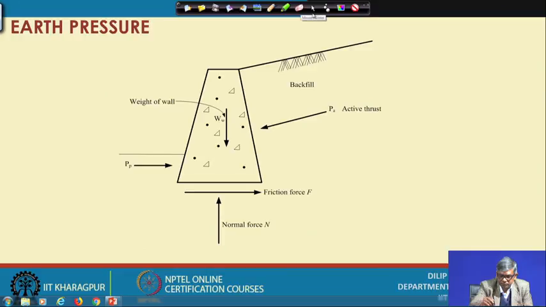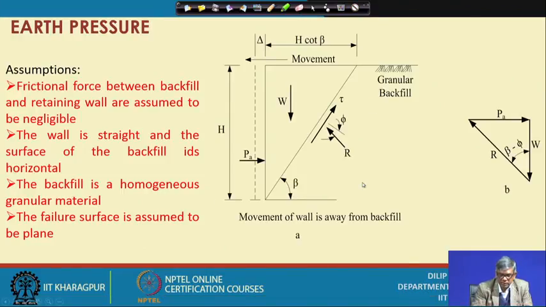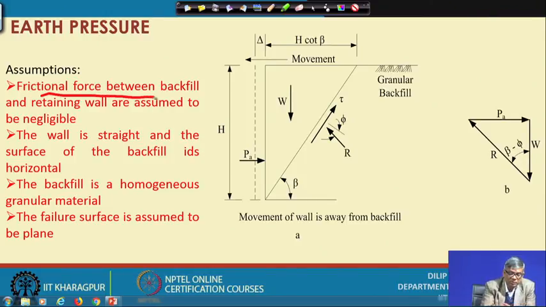Suppose, as you can see, I will consider the wall moving this way, and we can make a few assumptions. The frictional force between the backfill and retaining wall is assumed to be negligible, so it is ignored. The wall is straight, and the surface of the backfill is horizontal.